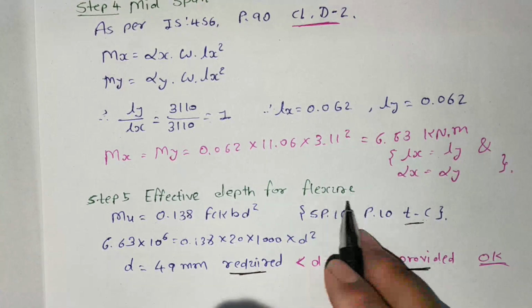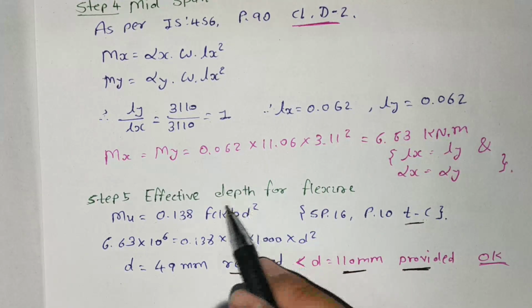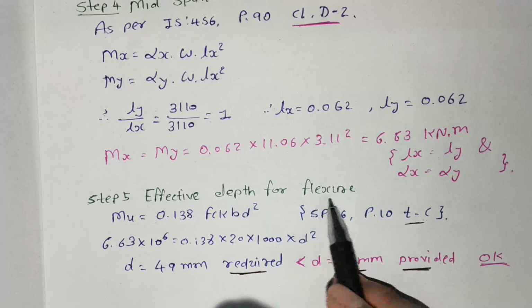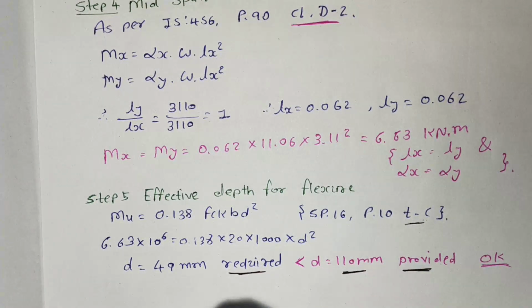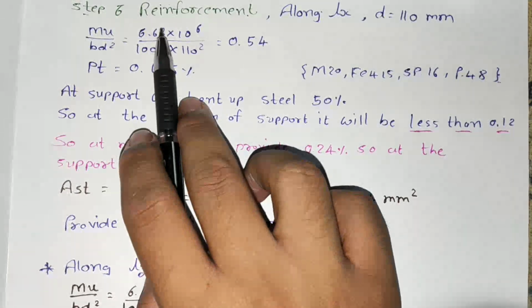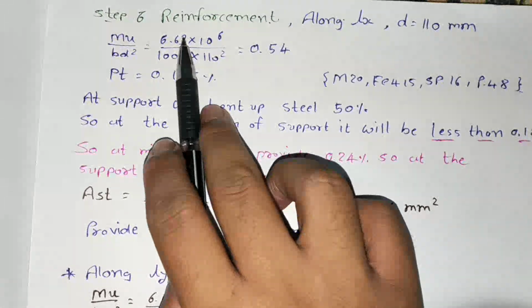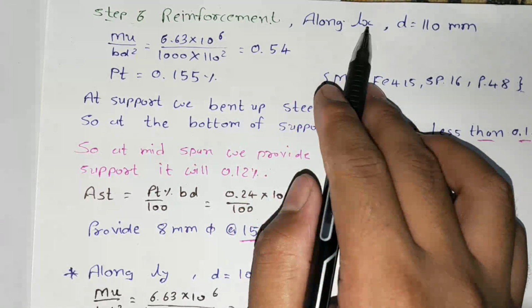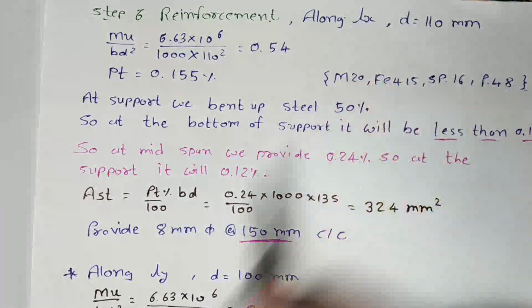So the slab will be safe against flexure. Now we'll calculate the total reinforcement required along the Lx direction and along the Ly direction.